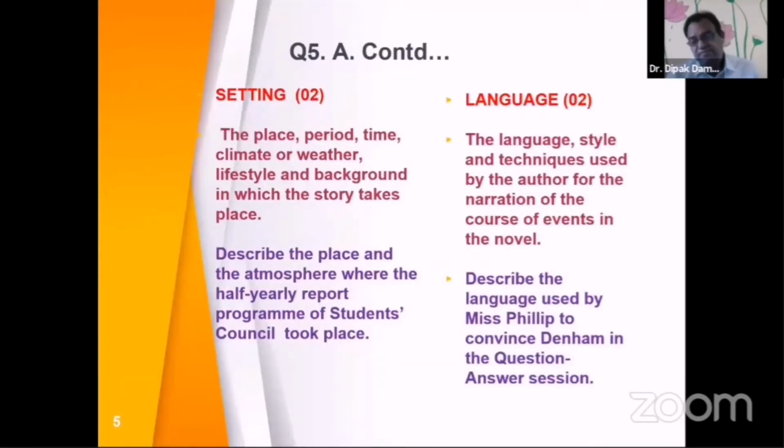Now the next element is setting. As we all know, setting means the place, period, time, climate or weather, lifestyle, and background in which the story takes place. So the novel or the story takes place at a particular period of time, as this is during the Second World War, To Serve with Love, or we can say the period was when racism was going on. So describe the place. The sample question I have given over here is: describe the place and the atmosphere where the half yearly report program of students council took place.